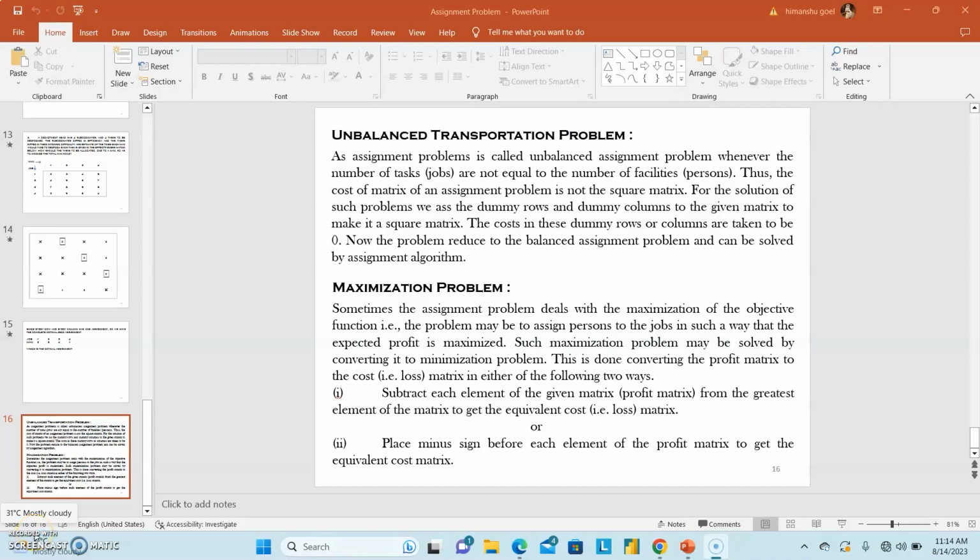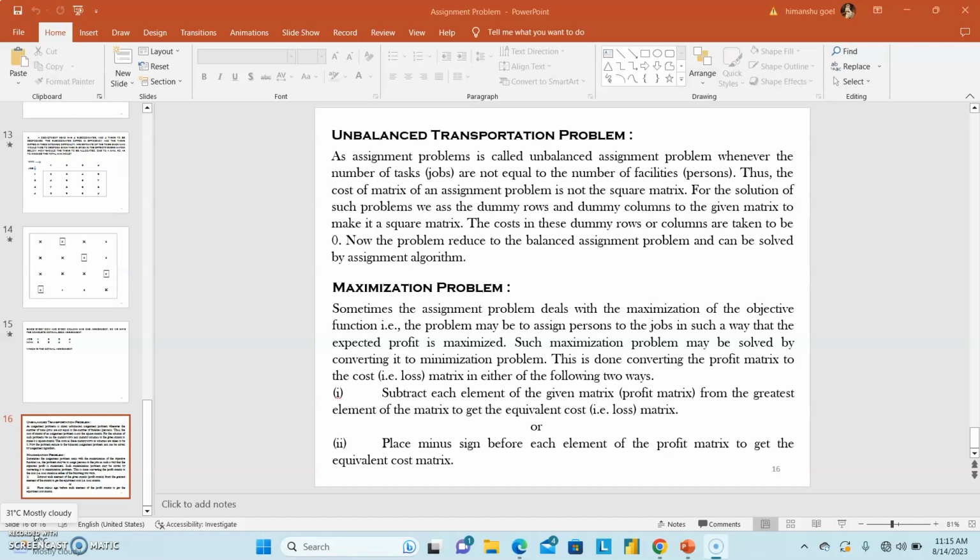Okay, so till now we have discussed the assignment problem using the reduction matrix method or Hungarian method, which was a minimization problem. So we are discussing now the unbalanced assignment problem. An assignment problem is called an unbalanced assignment problem whenever the number of tasks, that means the jobs, is not equal to the number of facilities or persons. That means the jobs are more, or probably the persons are more than the jobs, right? So that situation is called an unbalanced assignment problem.